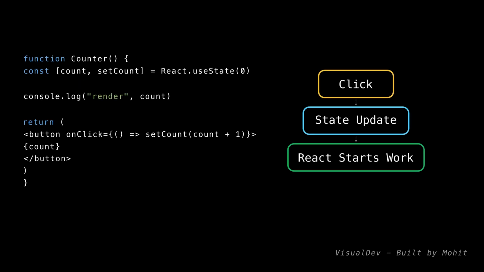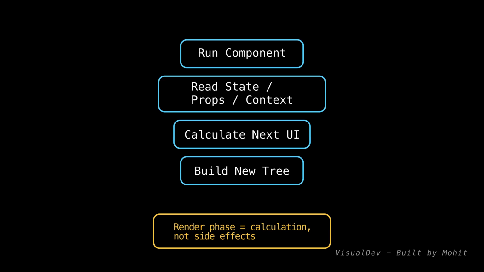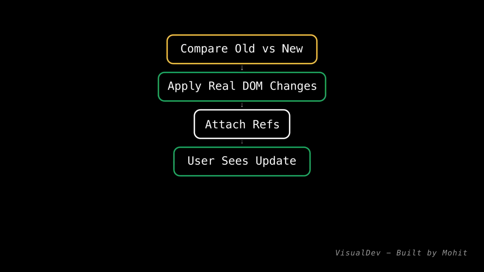Imagine this counter. You click the button, count changes, and React starts work. But the first thing React does is not mutate the DOM. First comes the render phase. React runs the component, reads state, props, and context, and calculates what the next UI should look like. The real DOM is still untouched here. Then comes the commit phase.